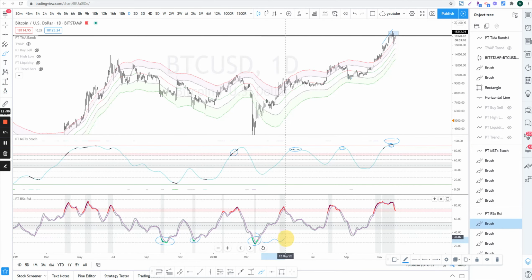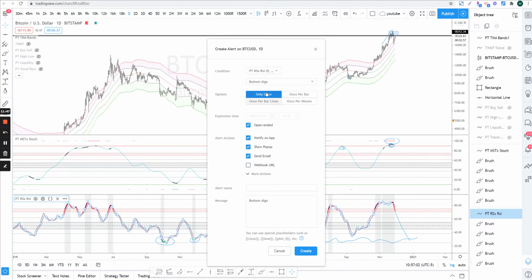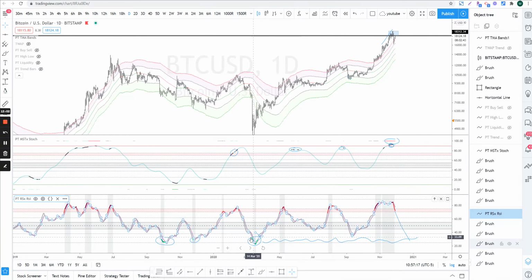We have yet to reset. You see this? I want this bad boy to come down here, and I'm going to do the same thing, because when I get a dark green on my daily, look at that. The last time we had one was in March, and before that it was in October.